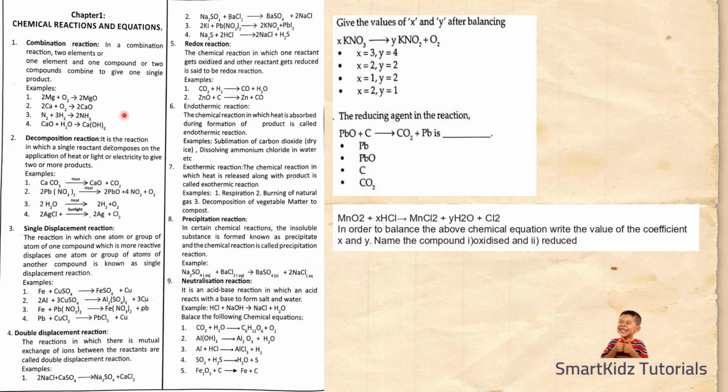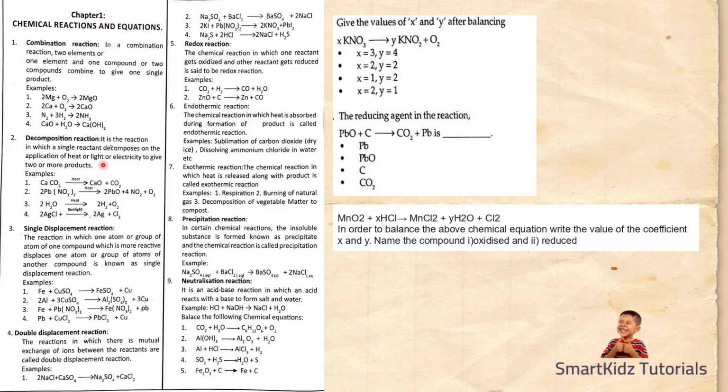You should know in a combination reaction, I always tell students, just remember 2 becomes 1. We have that phrase, 2 becomes 1. There are 2 reactants which will react to give you one single product. The examples are given over here, and there are many examples in your textbook as well. But that is the idea about combination reaction.